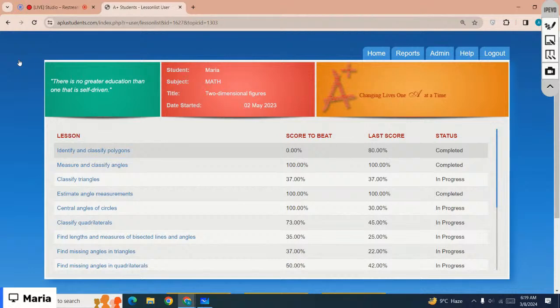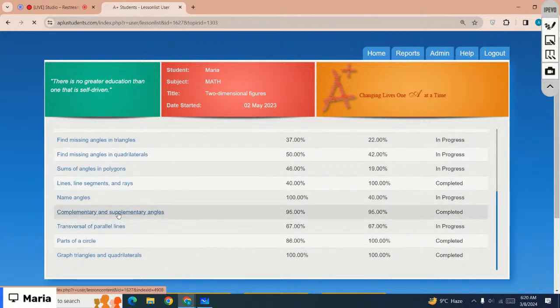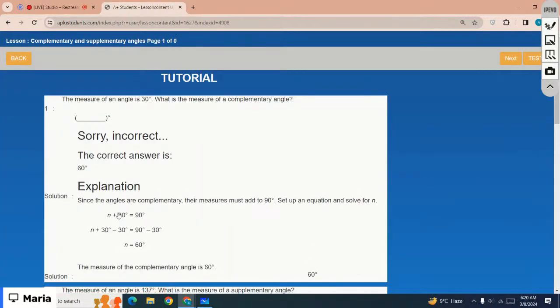Okay, the next lesson is complementary and supplementary angles. The measure of an angle is 30 degrees. What is the measure of the complementary angle? Complementary angles are the angles that are 90 degrees, so their measures must add to 90 degrees, like the sum of the angles is 90 degrees.